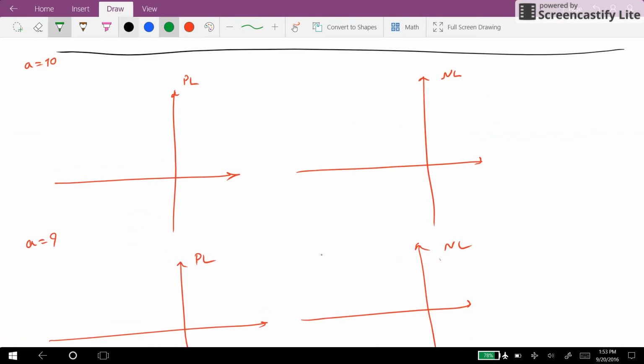For A equal to 8, we have two poles at the origin, one zero at minus 1, and one pole at minus 10. So two poles at origin, one zero at minus 1, and one pole at minus 10.